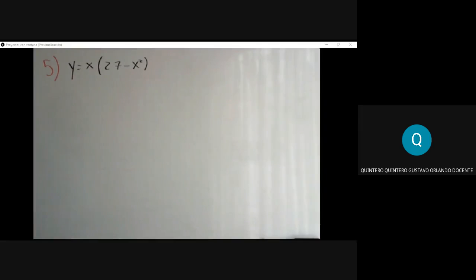Question number 5. People have asked me to solve this question. The question is, please find the turning points and the coordinates of those turning points for the function x factor of 27 minus x squared. So we need to find the turning points. Remember, turning points are the points in the function where the derivative is 0, right?